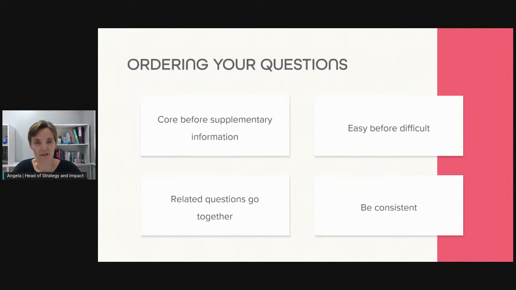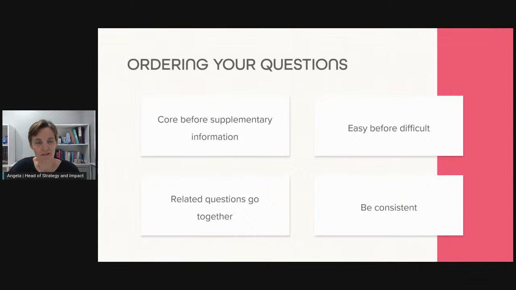Related questions go together as our next tip in this section. So often in a form, we're asking similar questions or questions that might be related to each other. So let's say, for example, I'm filling in a form and I'm being asked questions about a budget. I might have to open a spreadsheet of costs. I might open accounts. I'm looking at that kind of information. So I'm really thinking about finance.